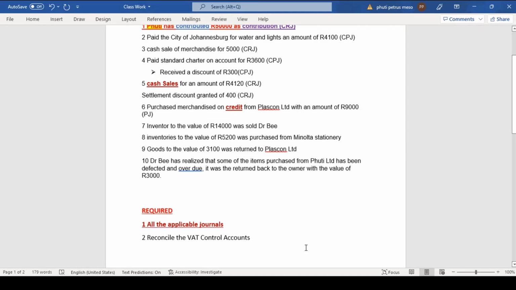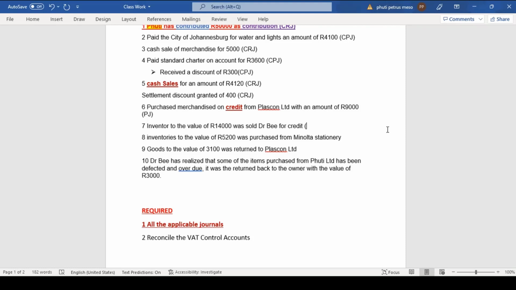Right, inventory to the value of 14,000 rand was sold to Dr. D. I think this question is actually not clear. Let me just say for credit. Where do you think this goes? Sales journal. Right. So look at this. We are purchasing and we are selling. Okay. So it's two different ways in terms of directions.